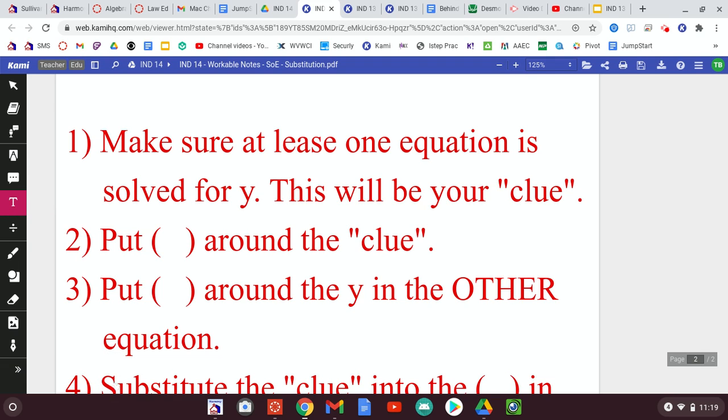So step one, make sure at least one equation is solved for y, and this will be your clue, and this will make sense when we go through it. You are then going to put parentheses around your clue. Then you're going to put parentheses around the y in the other equation. And this part is really important.